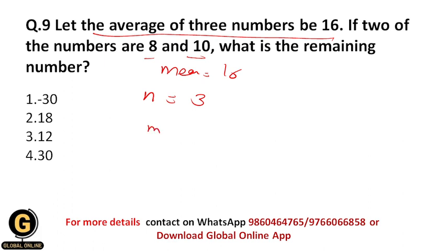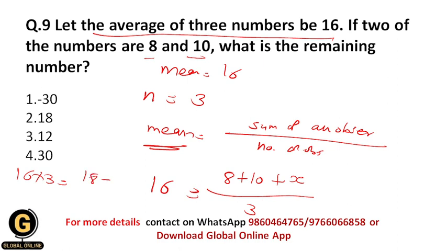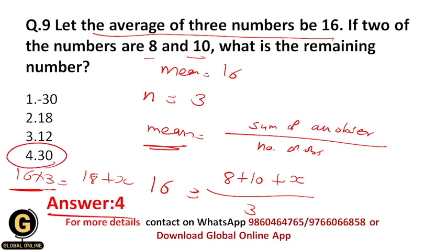So let us use the formula for mean, which is equal to the sum of all the observations upon the total number of observations. Here they have given you the value of mean, which is 16. Now the sum of observations will be 8 plus 10, and let us assume that the remaining observation is x, and the total number of observations is 3. So 16 cross 3 is equal to 18 plus x. Do this multiplication and subtract 18 from this number, then you will get the value of x, which will be 30. That's why your correct answer over here should be 4.